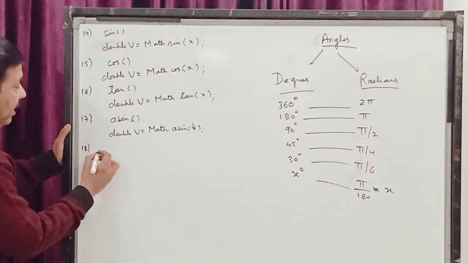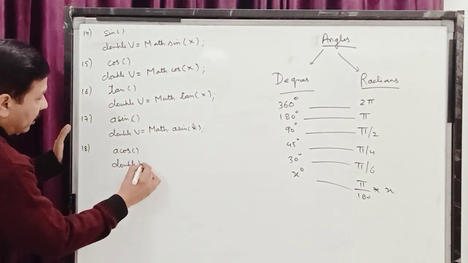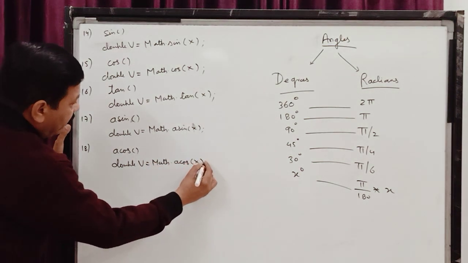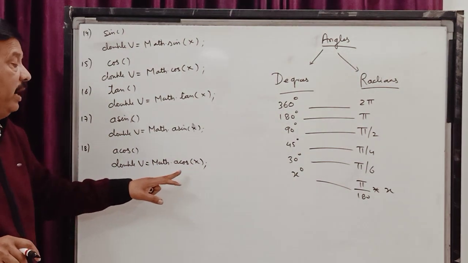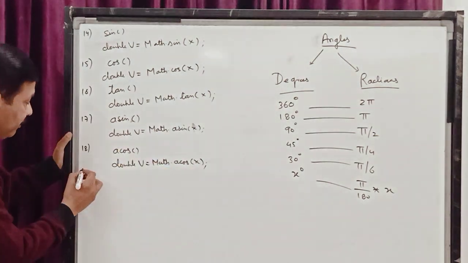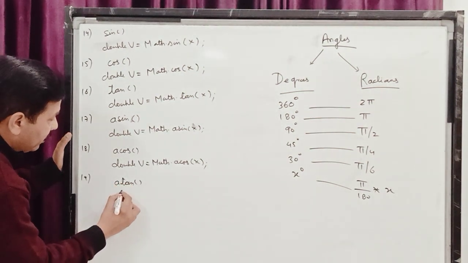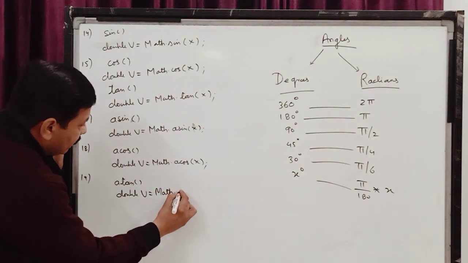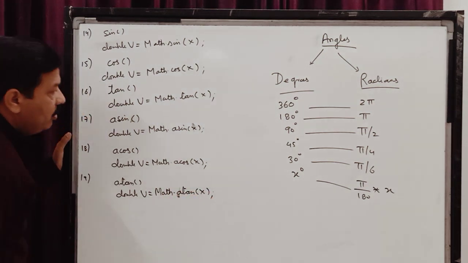The next function over here is acos. double v is equal to Math.acos(x). It is giving me the angle in radians of a given cosine value x. So it is giving me the angle in radians of a given cos value x. And the last function in this is atan. This function is again returning a double value, and it is giving me the angle in radians of a given tangent value x.